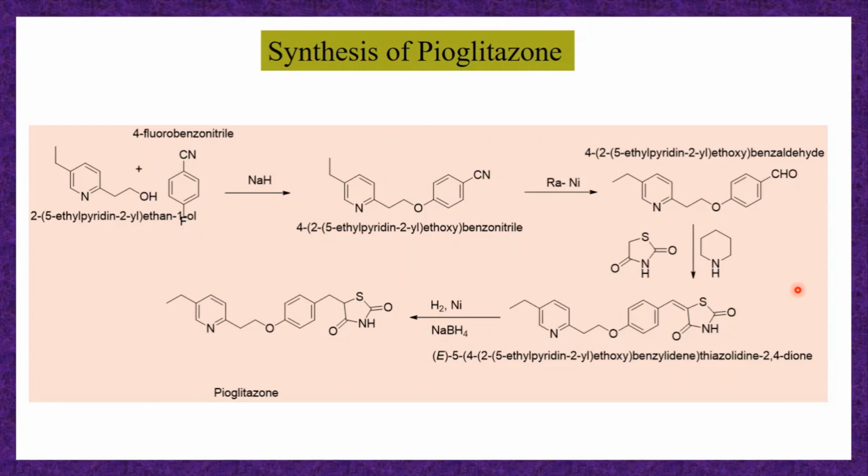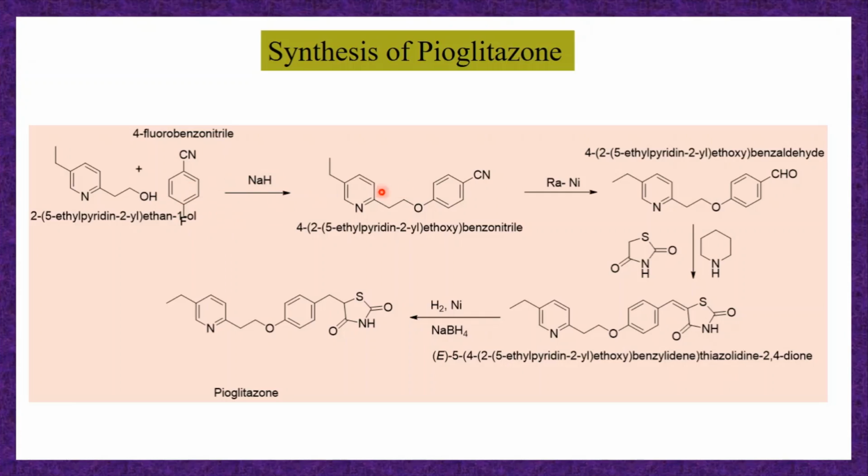Again, we are going to learn the synthesis of pioglitazone. This is the structure of pioglitazone, and we are going to synthesize it by using these different chemicals. The synthesis starts with the compound named 2-(5-ethylpyridin-2-yl)ethan-1-ol. Then in presence of 4-fluorobenzonitrile. Here is a fluorine. So 4-fluorobenzonitrile in presence of sodium hydride.